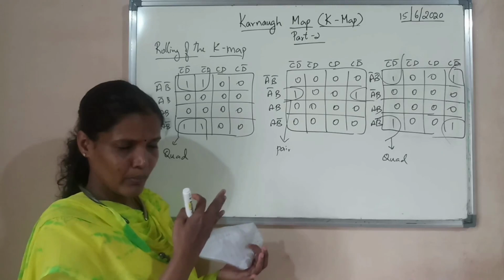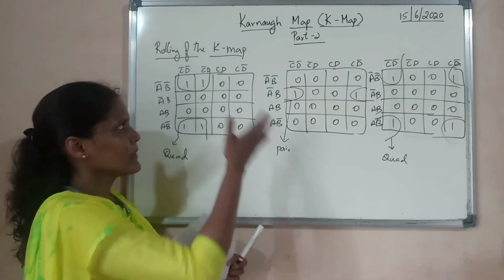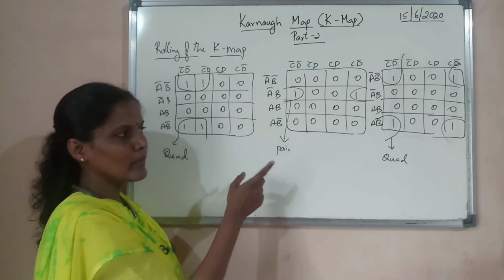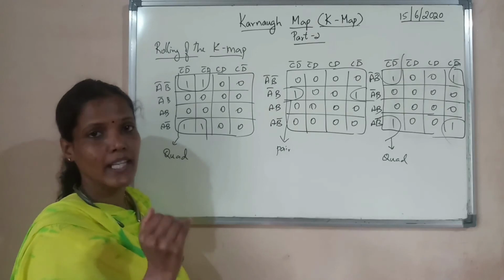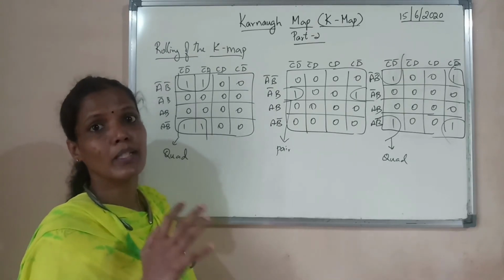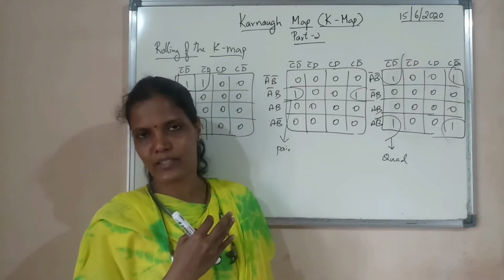So in the last topic, looking at grouping, grouping is very important. Apart from that, grouping can also be done by rolling the K-map. By rolling also, the number of variables can be eliminated, or we can solve the given Boolean expression in a much simpler manner. I hope we are very clear about this grouping as well as the rolling of the K-map.